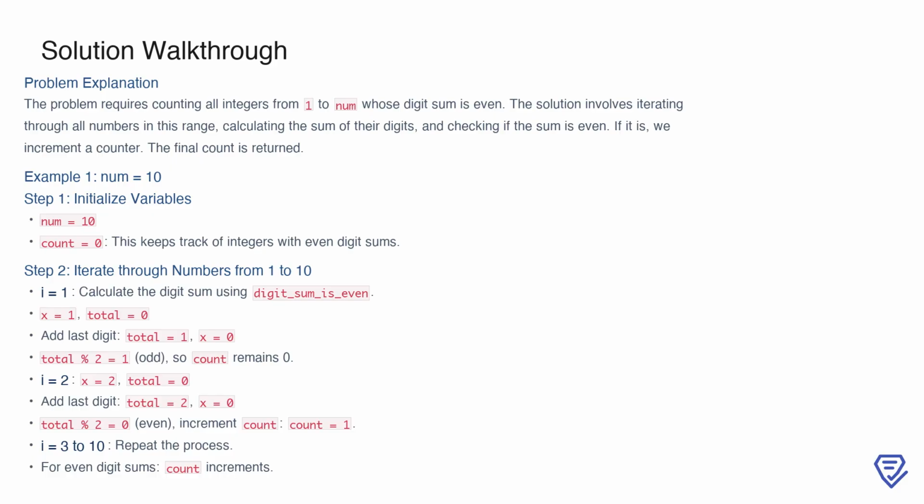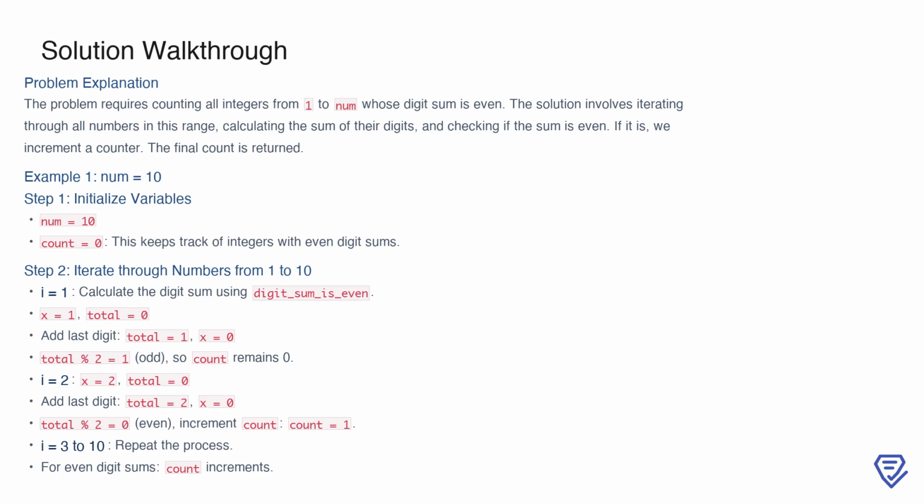To solve this problem, we need to count all integers from 1 to a given number, where the sum of the digits of each number is even. The approach involves iterating through each number in the range, calculating its digit sum, and checking if that sum is even. If it is, we increment a counter that keeps track of these qualifying numbers. The final value of this counter will be our answer.